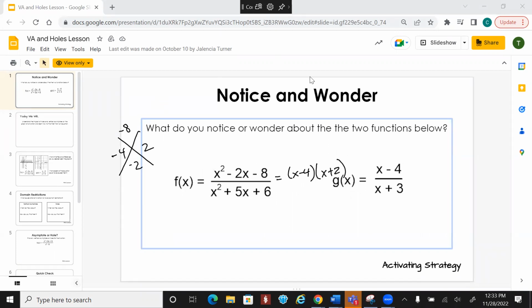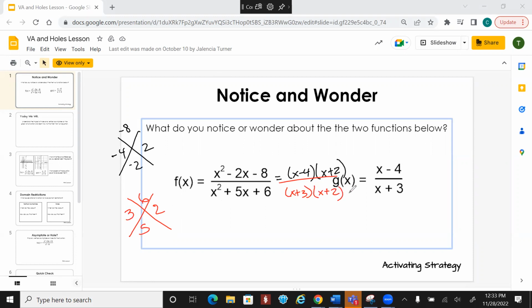And then we're going to factor the denominator. So a times c is going to give me 6. B is 5. What two numbers can I multiply together to give me 6, but add together to get me 5? That's going to be 3 and 2. I can write this as x plus 3 and x plus 2.